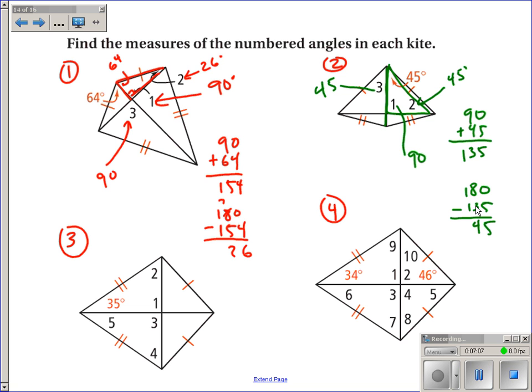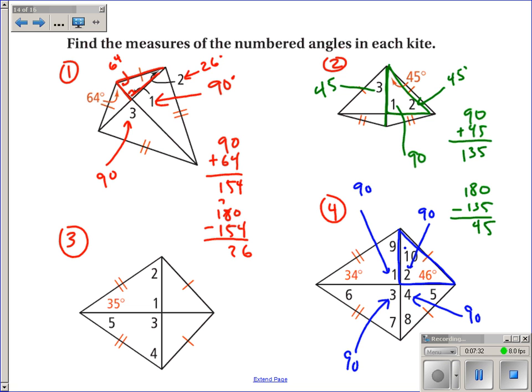Angles 1, 2, 3, and 4 are all 90 degrees. Okay, I hope that's kind of clear enough. Well, let me write it out. Angle 1 is 90. Angle 2 is 90. Angle 3 is 90. And angle 4 is 90. Okay, now I can find angle 10 because this is a triangle.